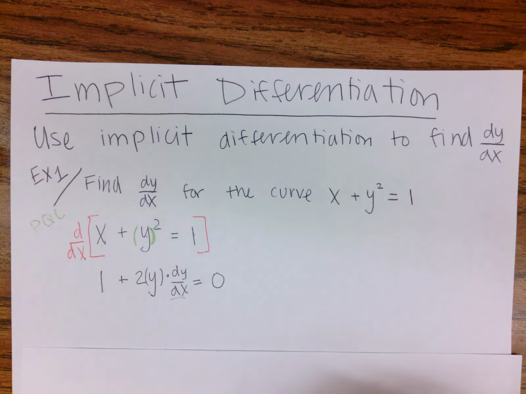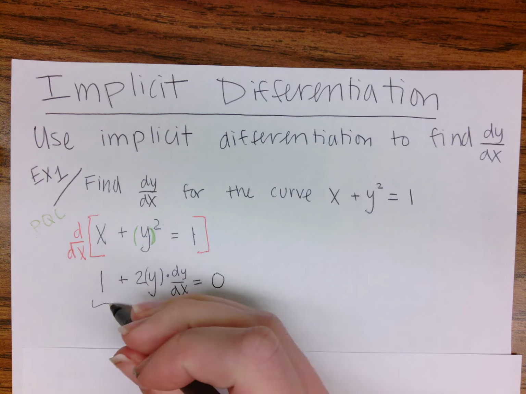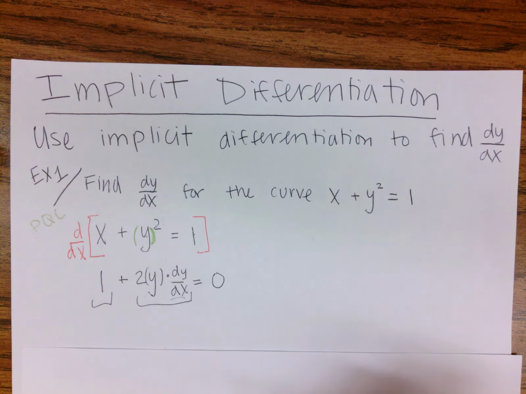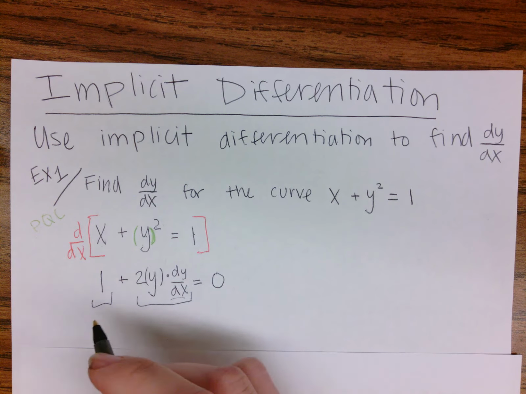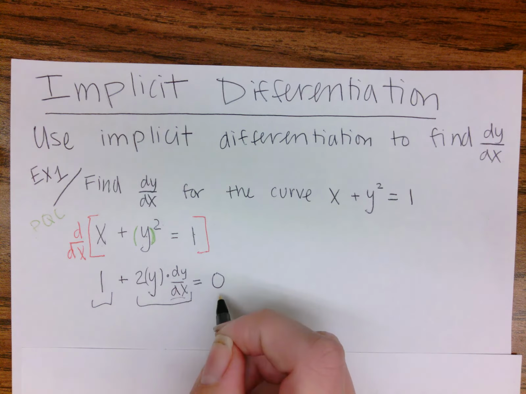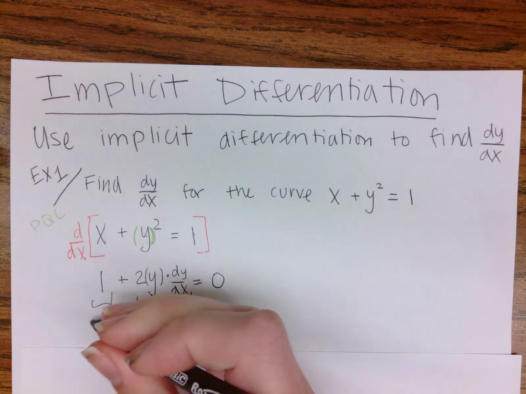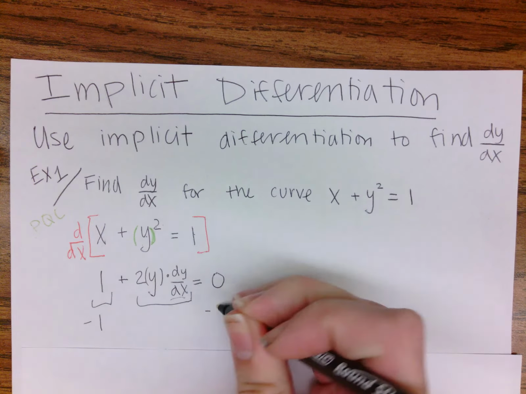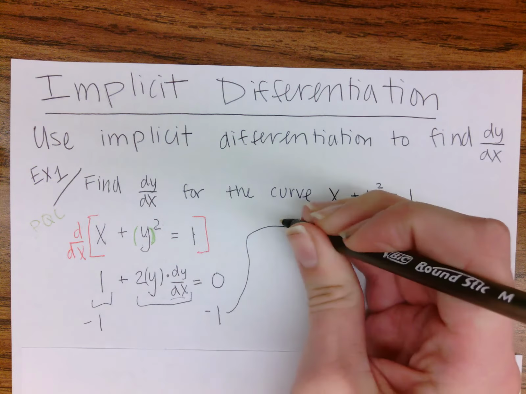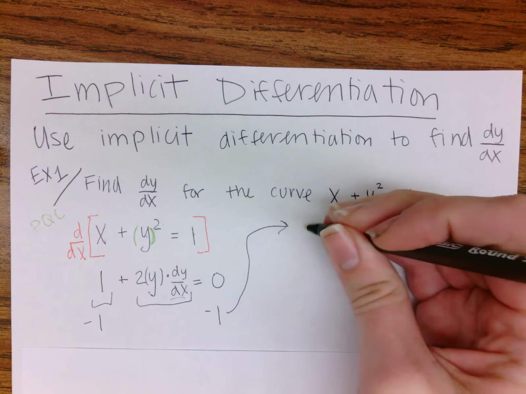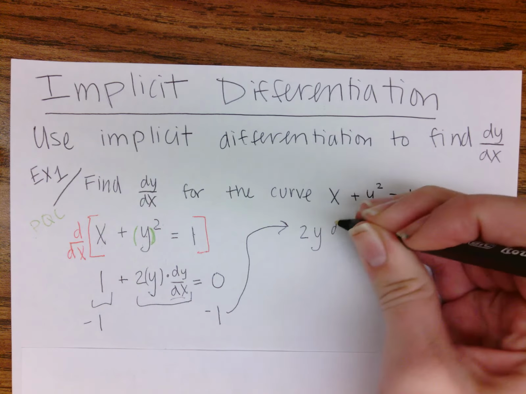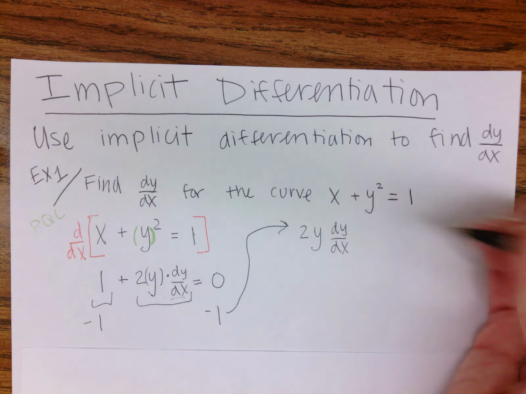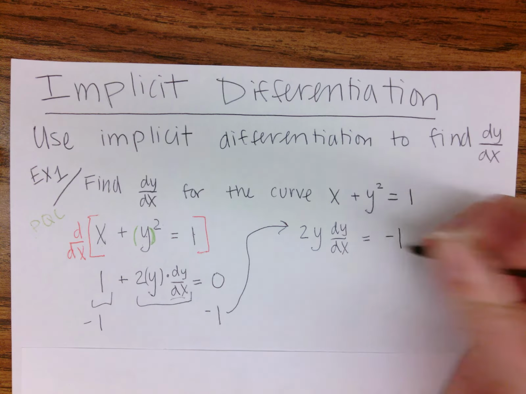Now the question asked me to find dy dx. It's right here, but I need to isolate it. There are 2 terms. Any term that does not have dy dx moves to the right. Everything else stays on the left. I'm going to subtract 1 from both sides. At this point, my equation says 2y dy dx equals -1.